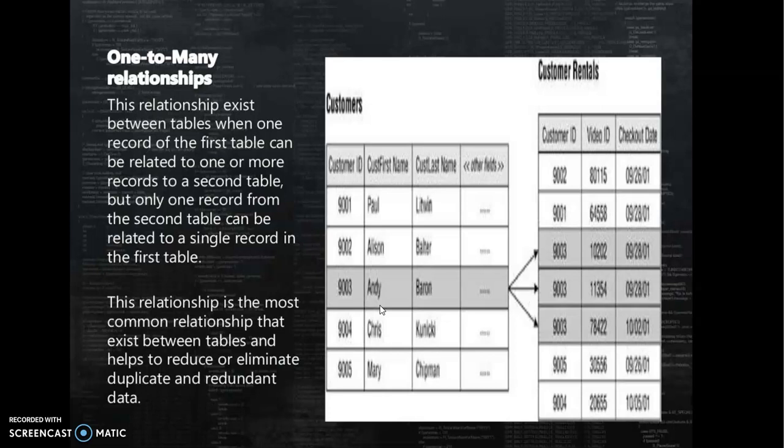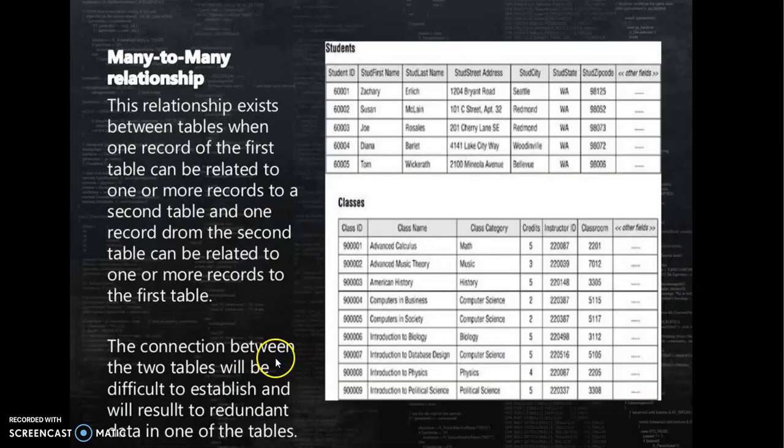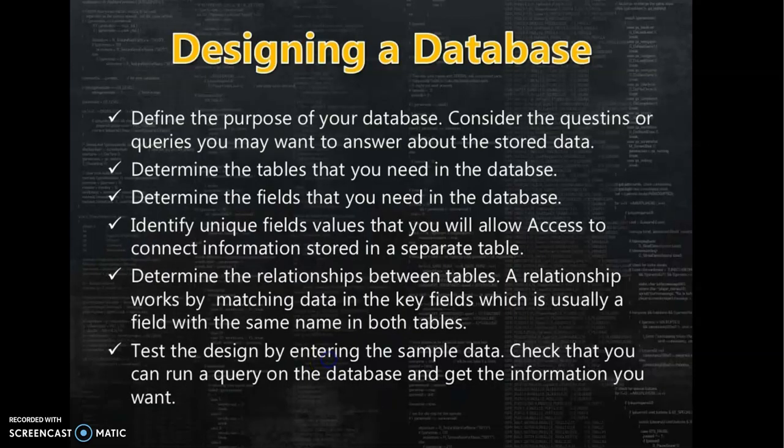One-to-many relationship. This relationship exists between tables when one record of the first table can be related to one or more records of the second table, but only one record from the second table can be related to a single record in the first table. This is the most common relationship between tables and helps to reduce or eliminate duplicate and redundant data. Many-to-many relationship. This relationship exists between tables when one record of the first table can be related to more than one record of the second table. The connections between the two tables will be established and will result in redundant data in one table.